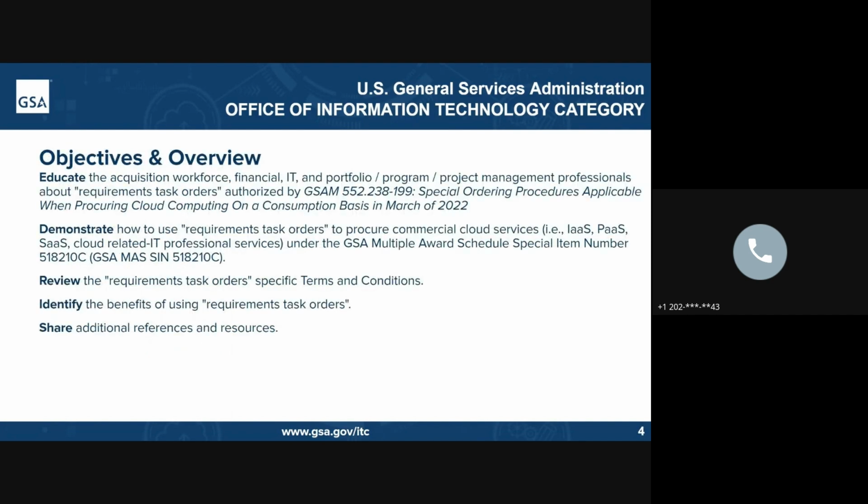The objective and overview of this video is to educate the acquisition workforce on the new GSAM 552.238-199 special ordering procedures applicable when procuring cloud computing on a consumption basis that was released in March of 2022. This is the basis of requirements task orders, and we will demonstrate how requirement task orders are used to procure commercial cloud services, and hopefully we'll explain what GSA has put in place to assist our customers in the procurement of cloud services.